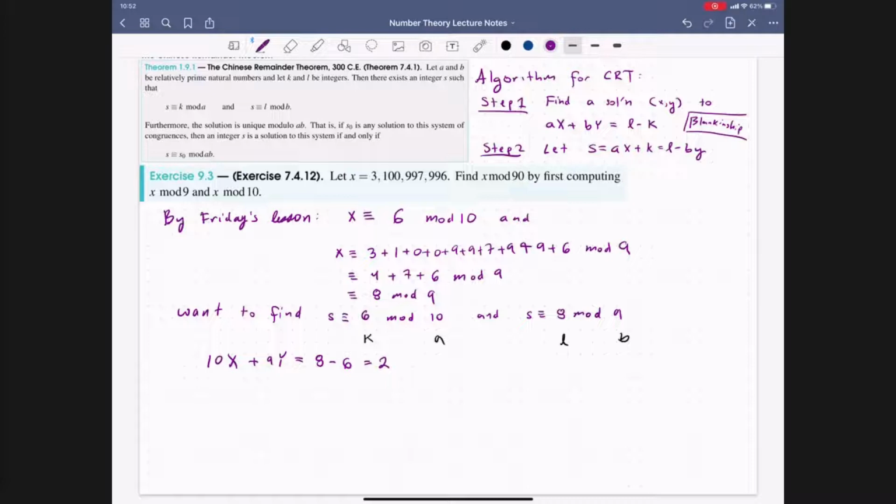Now, in this case, we can do this by inspection quite easily. If we do 10 times 2, that's 20. Multiply 9 times negative 2, we get negative 18. So 20 minus 18, we get 2. So we have that little x and y equal to 2 comma negative 2 is a solution.